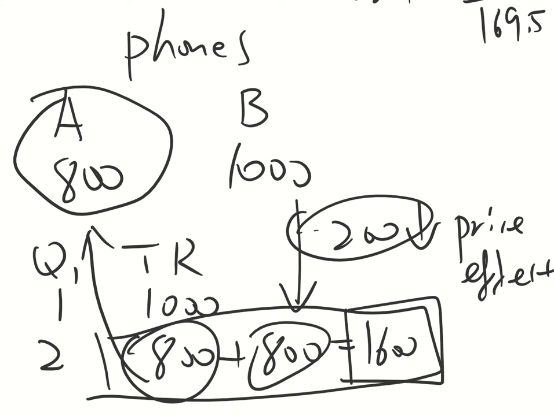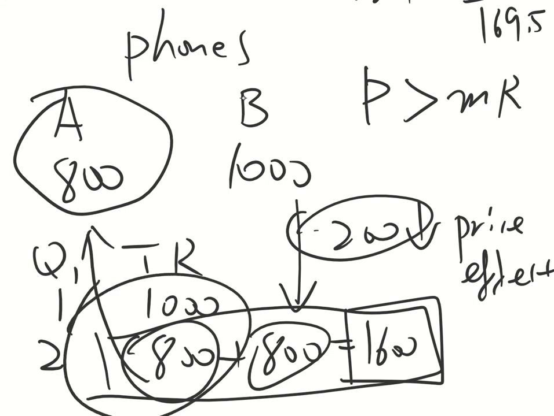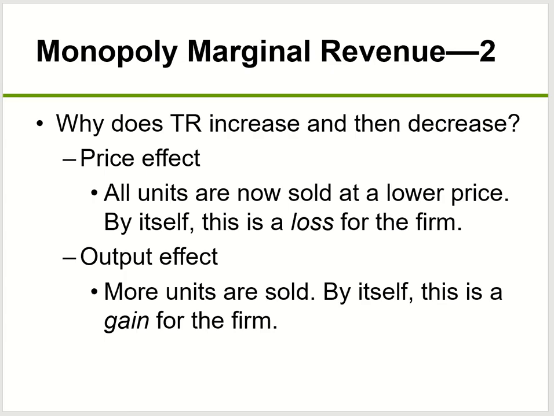Okay, so that's why your price is always more than marginal revenue. I'm sorry, reverse that. Price is always more than marginal revenue because of the output effect over here and the price effect over here. They combine together, and you have a lower marginal revenue than your price. All right, so let's continue.